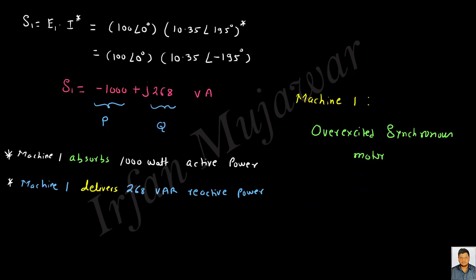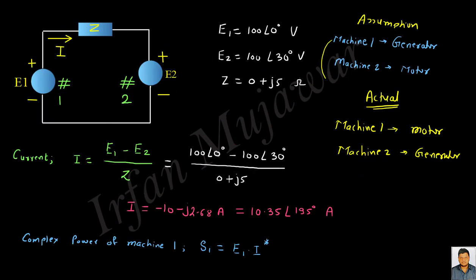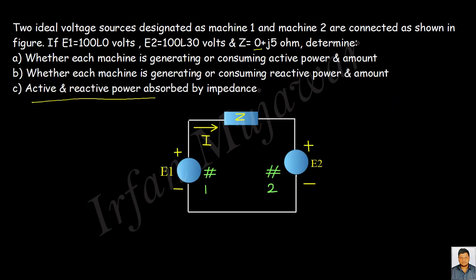So I hope you have understood how to judge whether a machine is delivering or absorbing active power and reactive power. We have considered this with the help of a DC circuit or the battery, and then we have correlated that with the AC. Thank you.